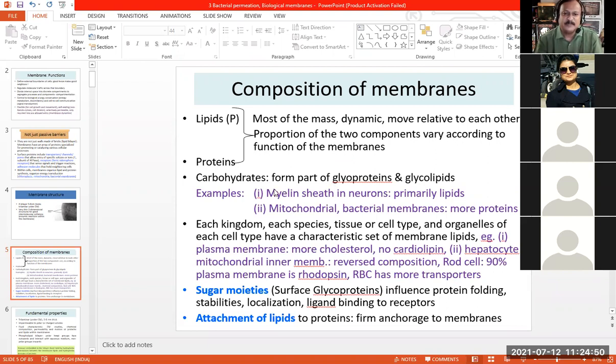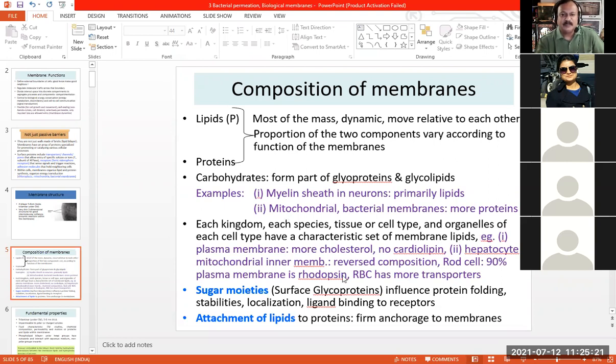Then, for example, the carbohydrates usually are of the glycoprotein or glycolipid type. That is, with the carbohydrates, we have proteins or lipids associated. And for example, if you look at the myelin sheath of the neuronal cells, they contain primarily lipids. And if you look at the mitochondrial membranes or bacterial membranes, there are more proteins compared to the lipids. Okay, and that is because they have to carry out some essential functions.